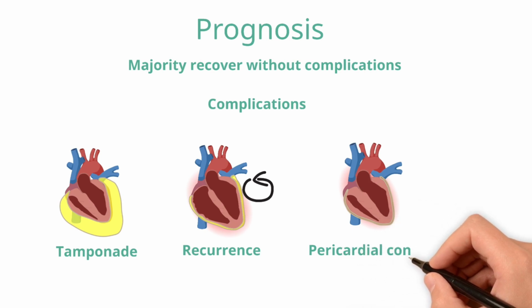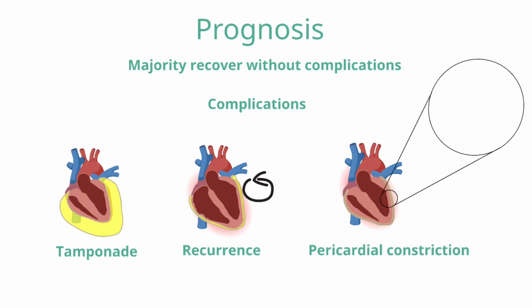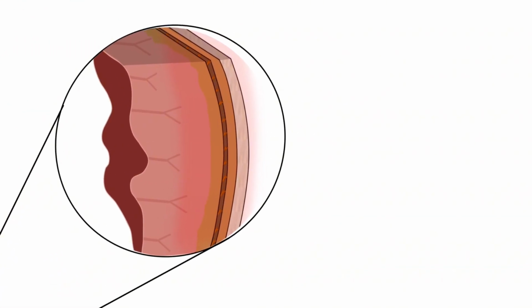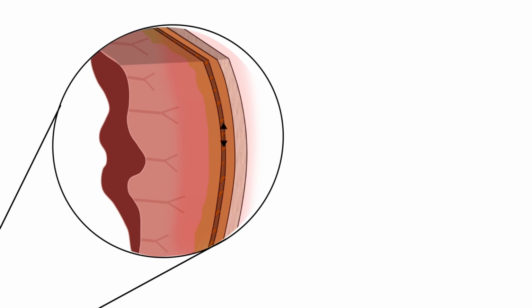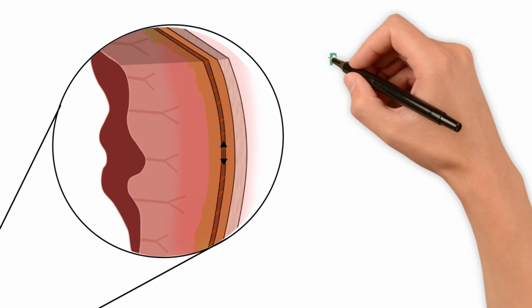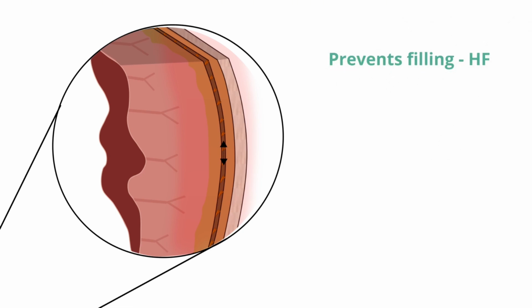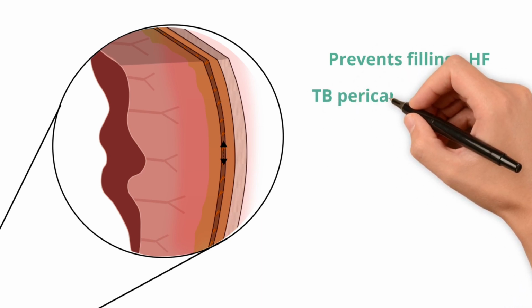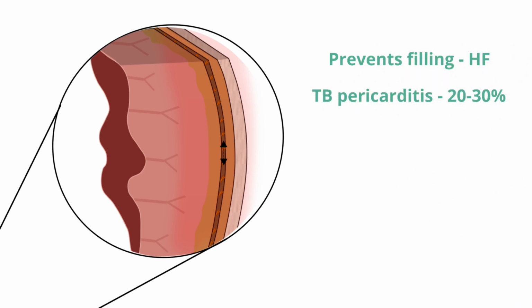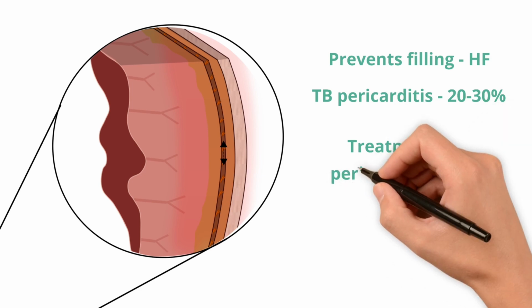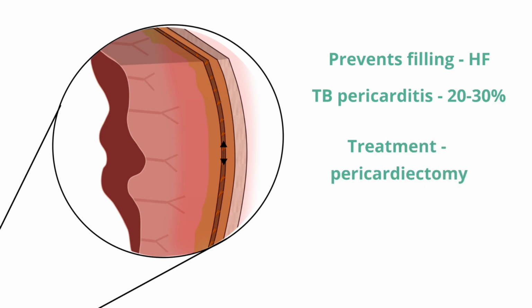Finally, pericardial constriction is a rare complication where the pericardium thickens and fibroses over time in a way that prevents the two serous layers from moving freely over one another. This prevents the ventricles from filling with blood properly, ultimately causing heart failure. It is very rare in viral or idiopathic pericarditis, but is more common in tuberculous pericarditis, complicating as many as 20 to 30% of cases. The only definitive treatment is a surgical procedure called a pericardiectomy, where the fibrosed pericardium is stripped from the heart.